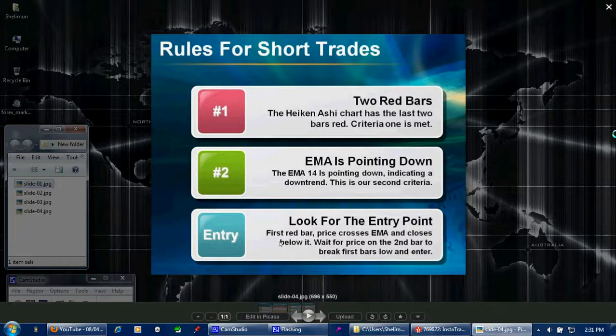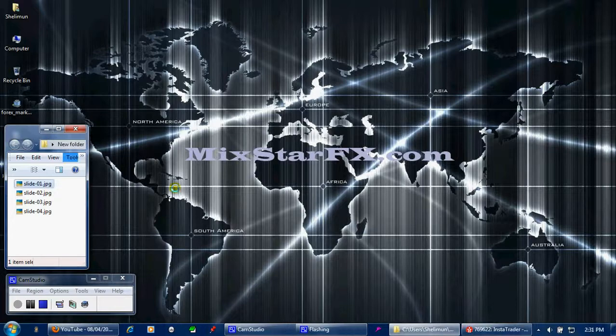Now on the short trades, the sell trade, it's kind of similar but in the opposite direction. The Heiken Ashi chart has the last two bars in red. The EMA 14 is pointing downwards, indicating a downtrend, and the first red bar price crosses EMA and closes below it, and then we wait for the price on the second bar to break that first bar low, and we enter right after that. And I'm going to show you some examples right now.